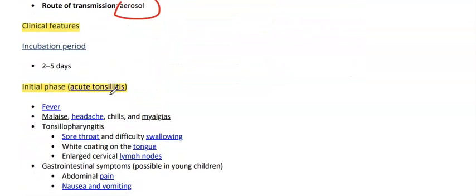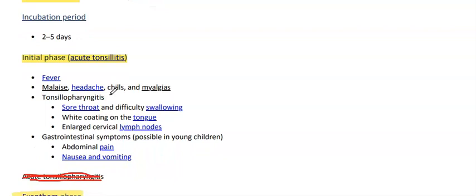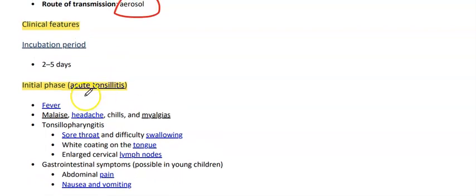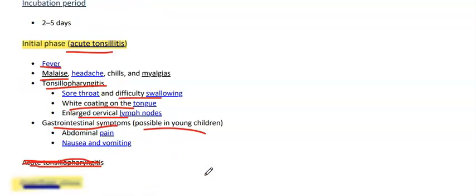Clinical features. The incubation period is 2 to 5 days. In the initial phase there will be acute tonsillitis. The symptoms will be fever, malaise, headache, chills, myalgias, and tonsillopharyngitis. So there will be sore throat and difficulty swallowing, a white coating on the tongue, and enlarged cervical lymph nodes. GI symptoms like abdominal pain, nausea, and vomiting are possible in young children.